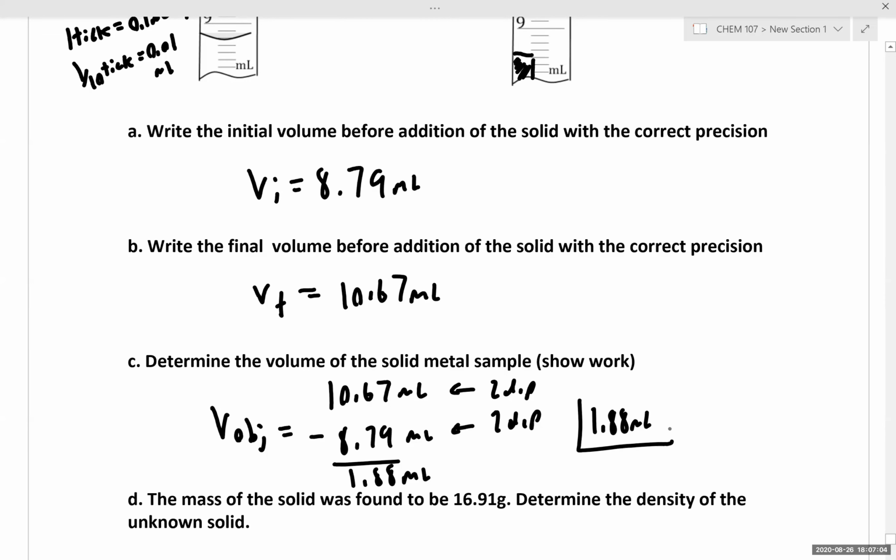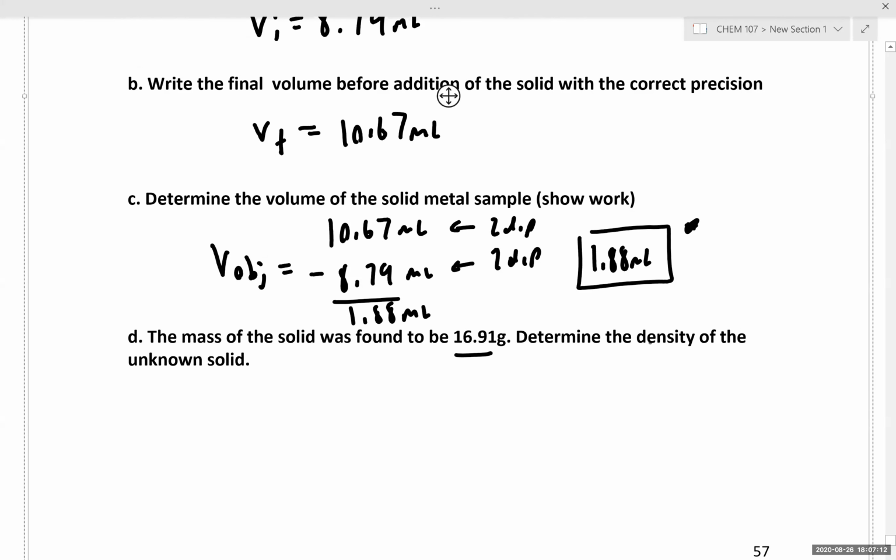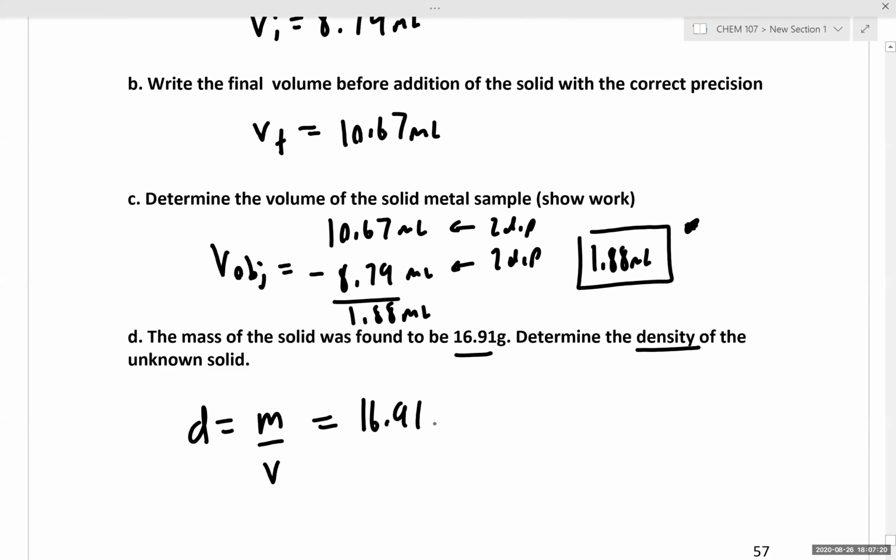Following sig fig rules. Now that we have the volume of our object, if we're given the mass of our object, we can calculate the density. As density is written as mass over volume, we're going to take the mass of 16.91 grams over the volume of 1.88 milliliters.